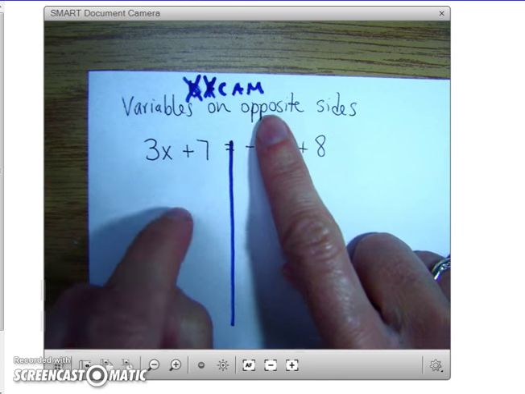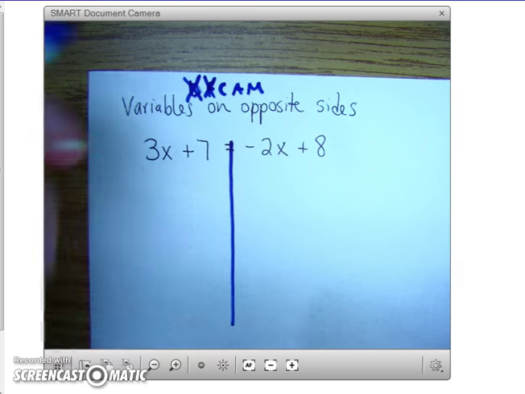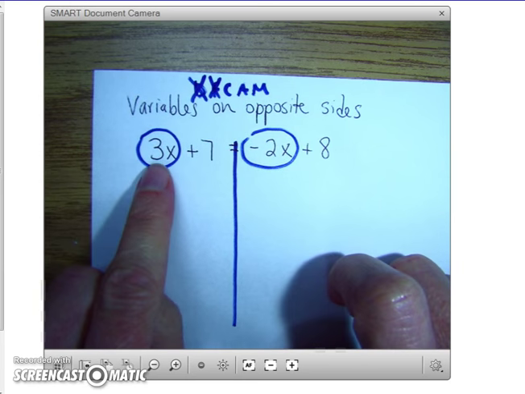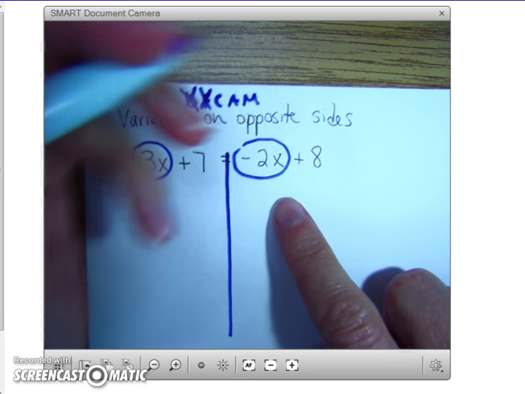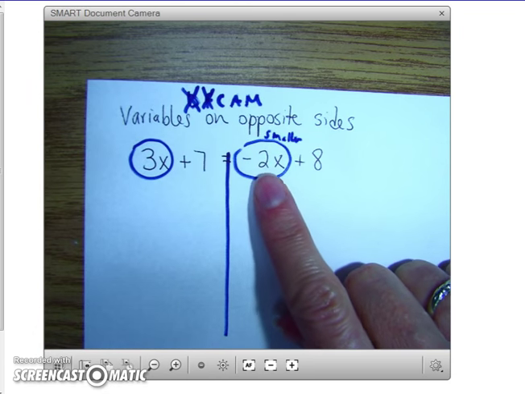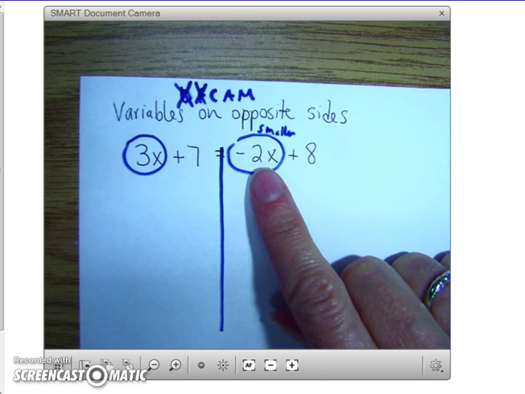So these are on opposite sides of the line. So you circle both, and you find the smaller one. 3x is positive. This is negative 2x, so that's smaller. And we just get rid of it. If you get rid of the smaller one, you'll end up with positive x's, so it makes life easier.